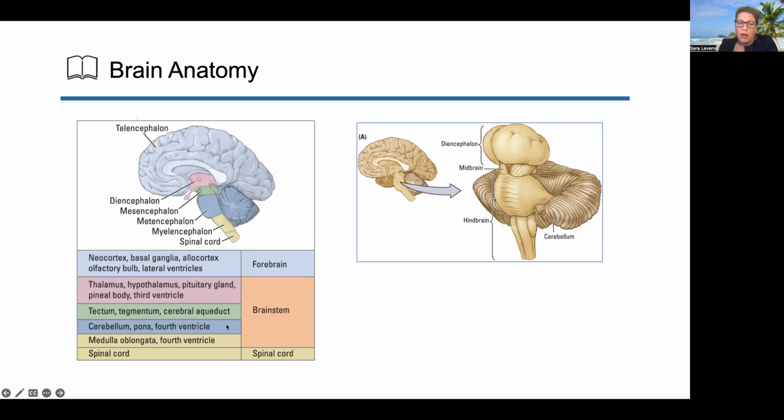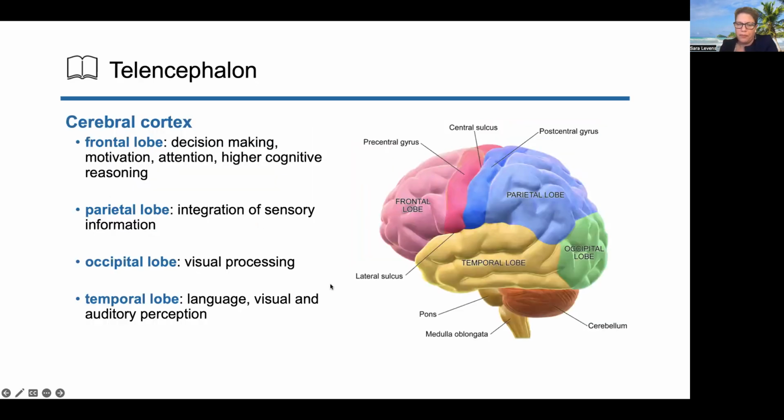in terms of look and appearance. And then next within the brainstem, we have the mesencephalon. This includes the tectum, tegmentum, and the cerebral aqueduct. And then we have the metencephalon, which is your cerebellum, pons, and fourth ventricle. And then we again have the myelencephalon and the spinal cord, which includes the medulla oblongata and fourth ventricle.